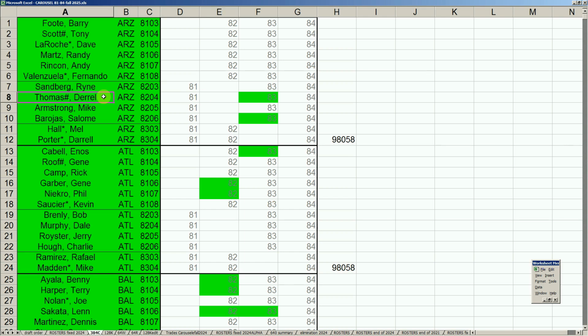This is how you would interpret that. Daryl Thomas, he's got a card in the year of 82. You see the number here. He's the 4th card in year 82, 8204. But we believe he's a little bit better in 83. Salome Barojas, same thing. He's in the year 82. We believe he's a little better in 83.